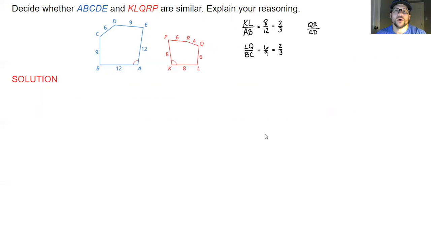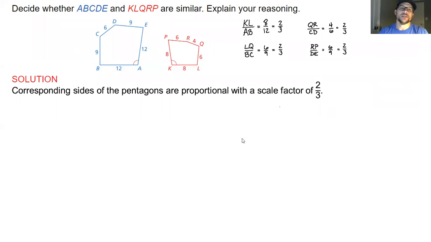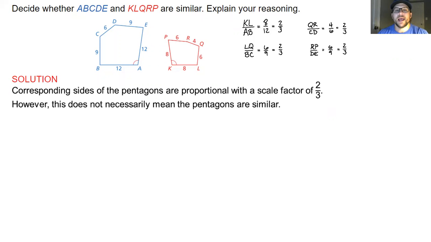Now we're going to look at QR and CD. QR is 4, CD is 6. Reduce that, you get 2/3. Still the same ratio. Now we're on to the next one, RP and DE. 6 over 9 reduces to 2/3. And the last pair, PK over AE, is 8 over 12. That reduces to 2/3. So all of our corresponding sides have a scale factor of 2 over 3.